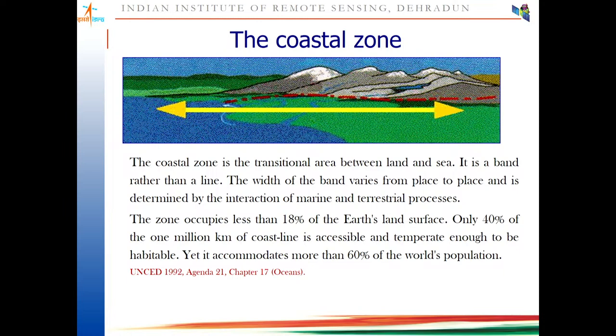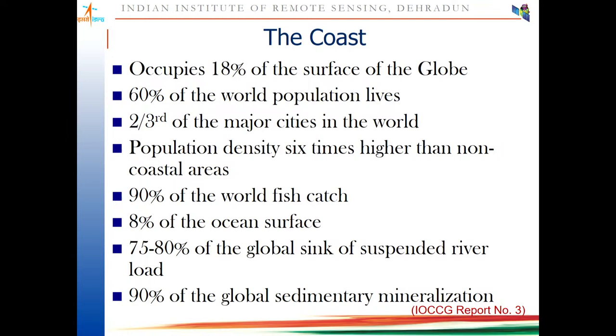That means human beings can stay there, and it accommodates around 60% of the world population. That means the area is very small but the population is very high. The density of the population will be tremendously high in the coastal zone. At the same time, there will be exploitation of the coastal resources, and that is why we talk about coastal zone management. That is mainly today's lecture topic.